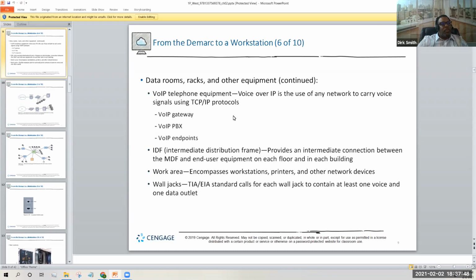So in the data room, you have racks and other types of equipment. Voice over IP equipment for your telephone system is located there as well. You might have a PBX box, a gateway, a voice over IP endpoint and protocols. Okay, all this is the new technology.